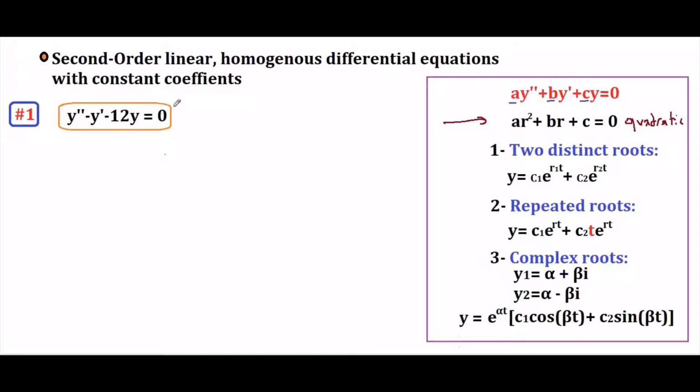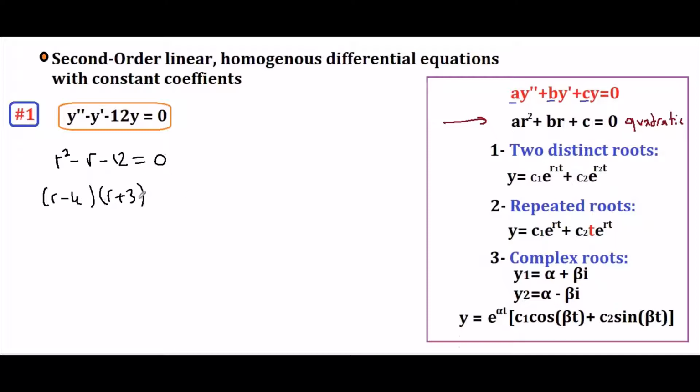Let's solve one problem and see how we are doing. Our problem is this equation. First we convert it into a quadratic equation, so it's going to be r squared minus r minus 12 equals 0. Then we're going to solve for r. We can factor this as r minus 4 times r plus 3.